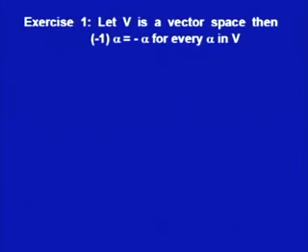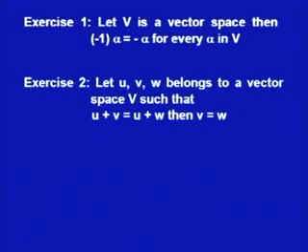Towards the end of the lecture, I will give a few exercises. The viewers are advised to go through these exercises. They actually give some important results related to vector spaces. Exercise 1 says that if V is a vector space, then minus 1 into alpha is equal to minus alpha for every alpha in V.